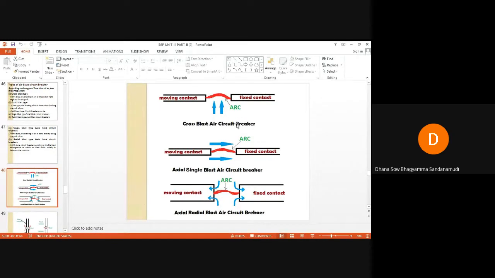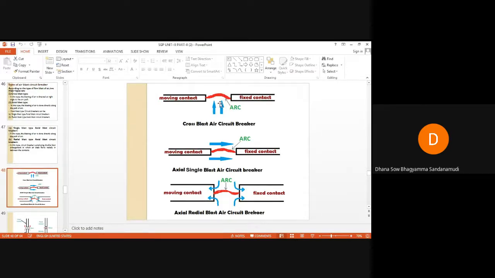In the cross blast type air blast circuit breaker, the blasting of the air is directed at a right angle to the arc path. If you see here, this is the moving contact, this is the fixed contact, and an arc is struck between these two contacts. This blue arrow mark shows the direction of air. So the blast of air is directed at a right angle to the arc path.